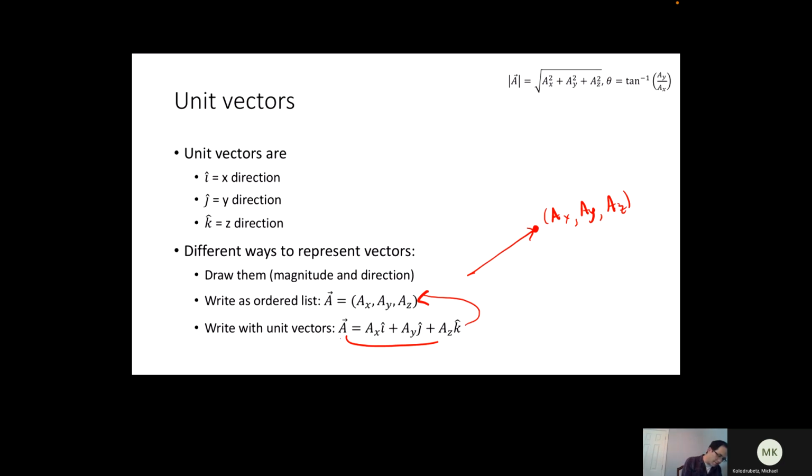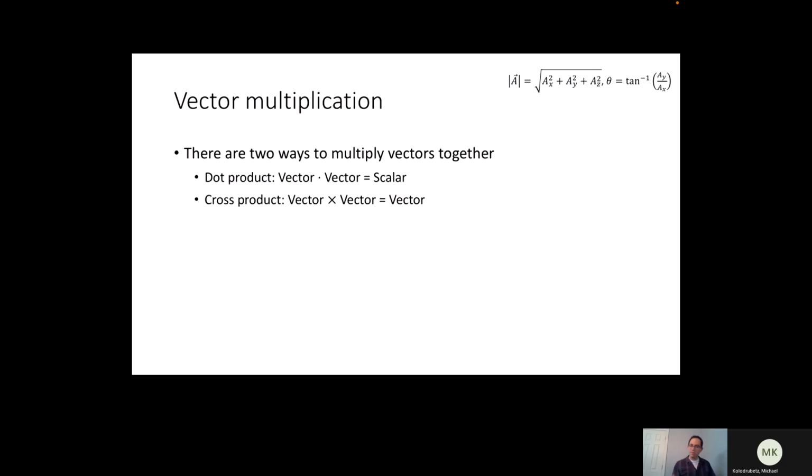But far and away, the most common thing I will do is write it as an ordered list in terms of components. All right, so that is how we define vectors, how we add vectors, how we subtract vectors, and how we take their magnitudes and directions, which is a bit of a trick. The last thing that we'll talk about in terms of how to manipulate vectors is multiplication.